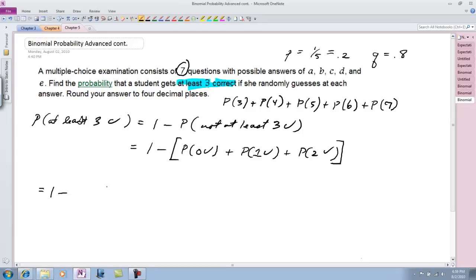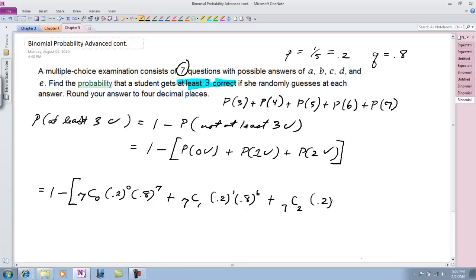So I'm going to go 1 minus, and then using the formula, it's 7 choose 0 times, what's our probability of being right? 0.2 to the 0 times 0.8 to the 7, plus, let me put this in parentheses, or else I have to distribute the negative. 7 choose 1 times 0.2 to the 1 times 0.8 to the 6, plus 7 choose 2 times 0.2 to the 2 times 0.8 to the 5.